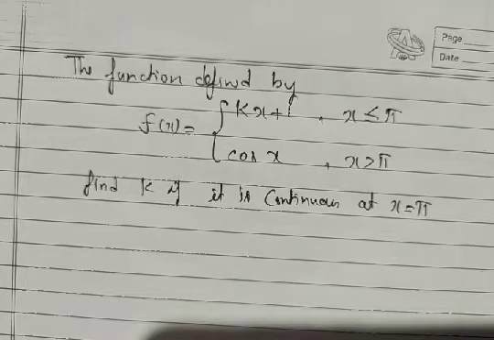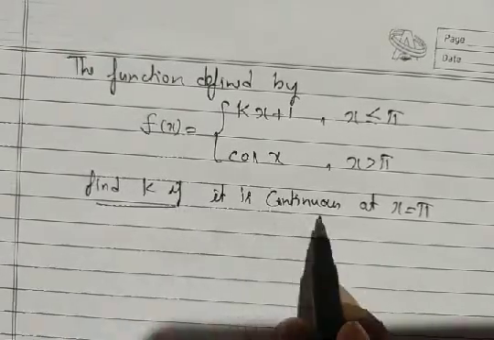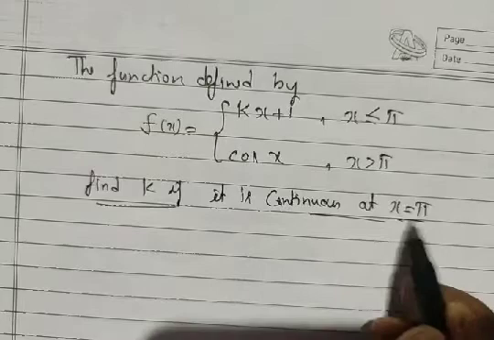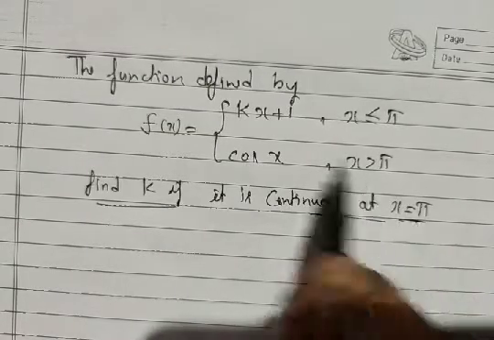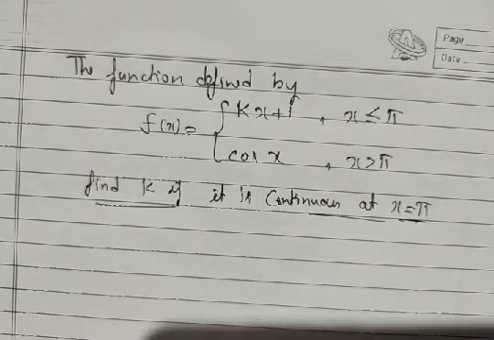Here it is given that the function is defined by f(x) equal to kx plus 1 when x is less than or equal to pi, and f(x) equal to cos x when x is greater than pi. We have to find k if f(x) is continuous at x equal to pi. If it is continuous at x equal to pi, then what will happen? Then our left hand limit is equal to our right hand limit, both coincide with each other.